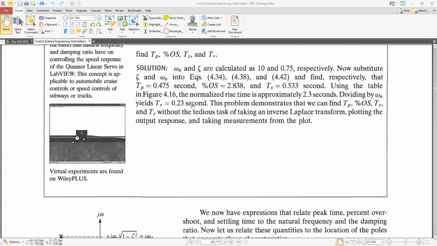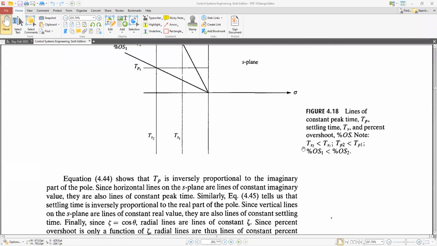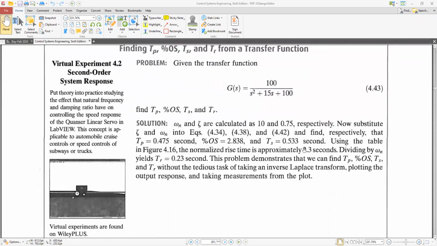Dividing by omega n yields rise time of 0.23 seconds. This problem demonstrates that we can find TP, percentage overshoot, TS and TR without the tedious task of taking the inverse Laplace transform. Okay, so you do not need to take the inverse Laplace transform, rather you just find the values using the formulas given. Okay, so that was the final problem of this chapter.